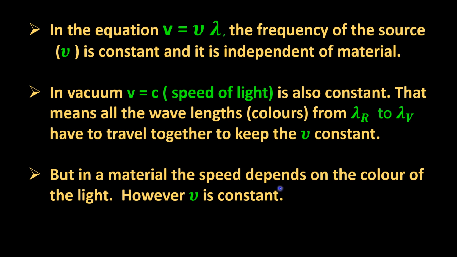But in a material, the speed depends on the color of the light. Because of this variation in the speeds of the different colors in a material other than vacuum, in any material, dispersion occurs. Here nu is always constant because the source is oscillating at the same frequency all the time.